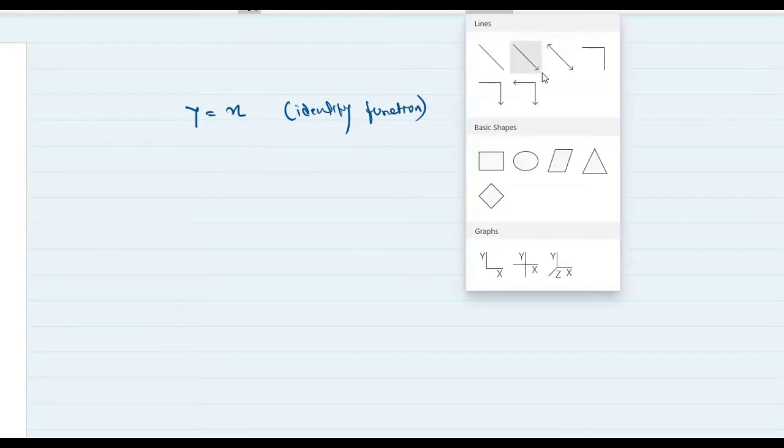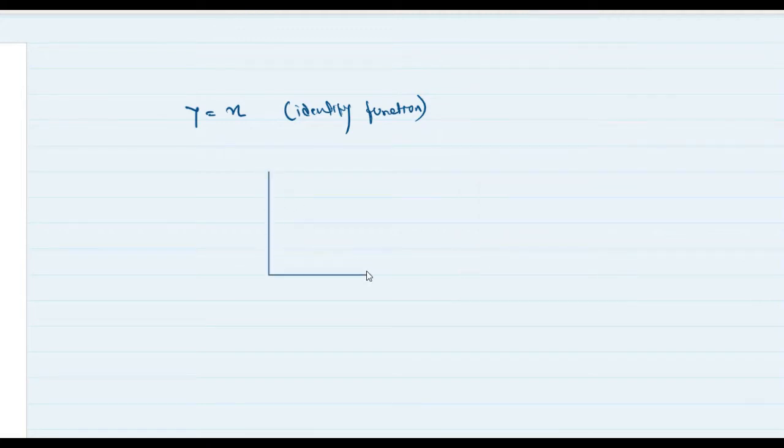Suppose I have a function, let's say y is equal to x. You know what this function is? This is the identity function. Also, you can say that this is a linear function because there is no power of x. The power of x is 1. That's why it's a linear function. The graph of this function will look somewhat like this.